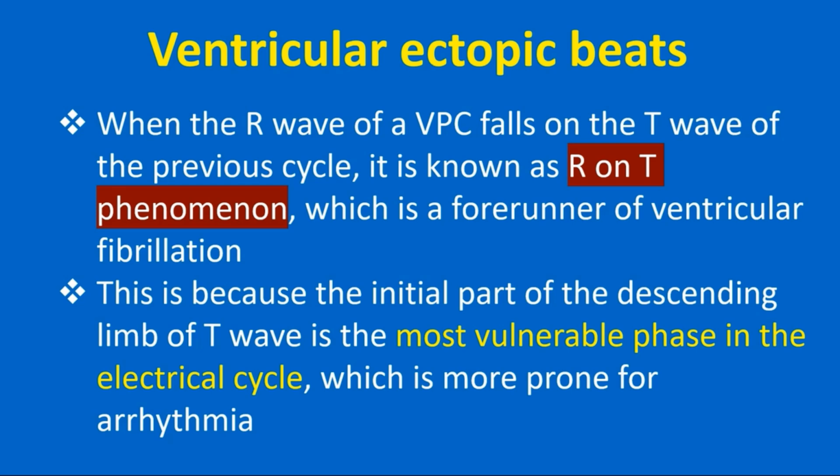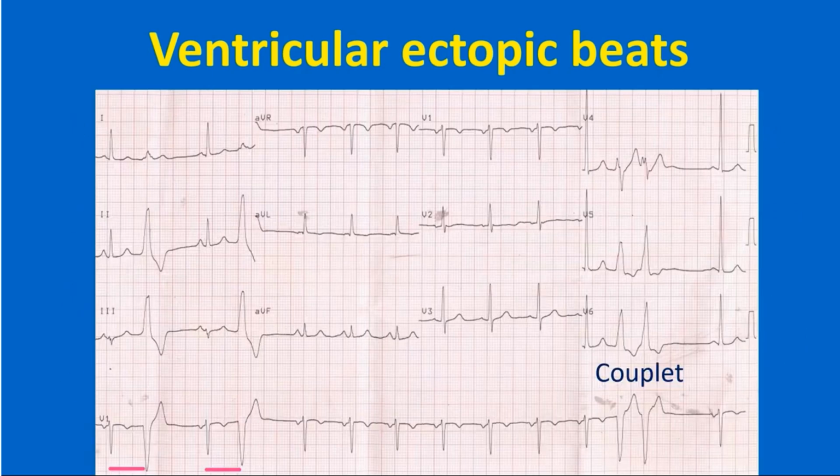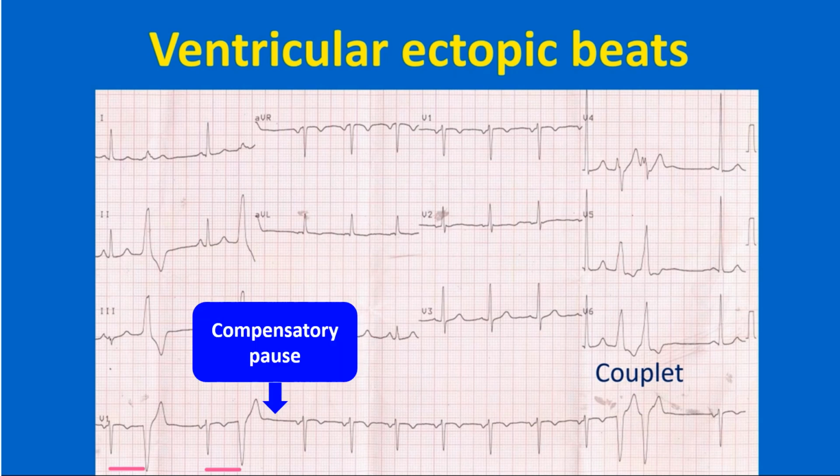This is because the initial part of the descending limb of the T wave is the most vulnerable phase in the electrical cycle, which is more prone to arrhythmia. The initial two VPCs in this ECG are isolated VPCs, while the last two occur in rapid sequence as a couplet. VPC couplets may be a forerunner of ventricular tachycardia. Isolated VPCs and the couplet are followed by a compensatory pause. All the VPCs have the same morphology, monomorphic, indicating the same focus of origin, unifocal. Unifocal VPCs usually have the same coupling interval.